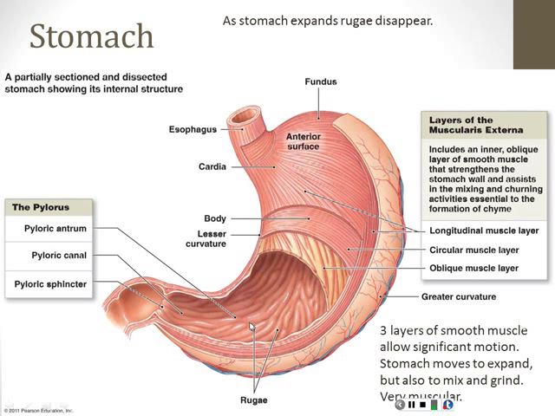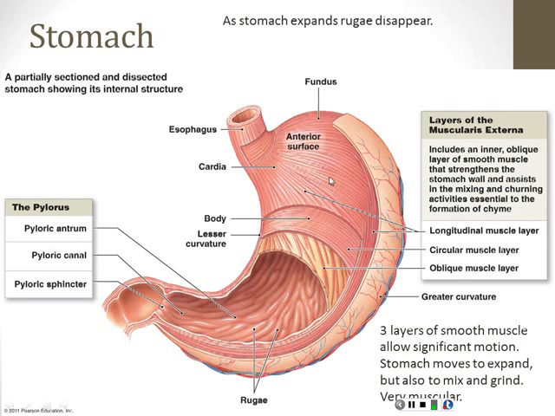Imagine stretching a thing out. As you stretch it, the wrinkles disappear. The same thing happens to the rugae in the stomach. They're present when the stomach is empty, but not when it's relaxed and full. All right, so the stomach is a very muscular organ. It has 3 layers of smooth muscle.